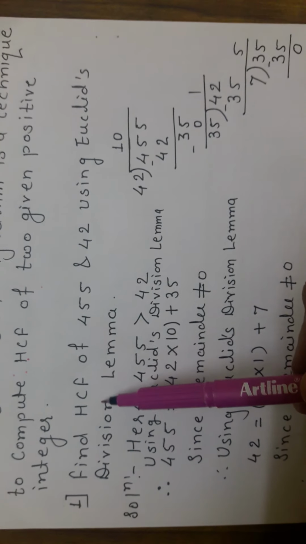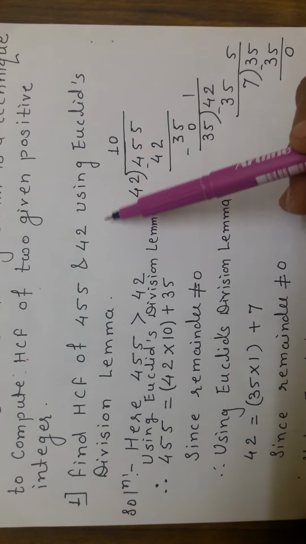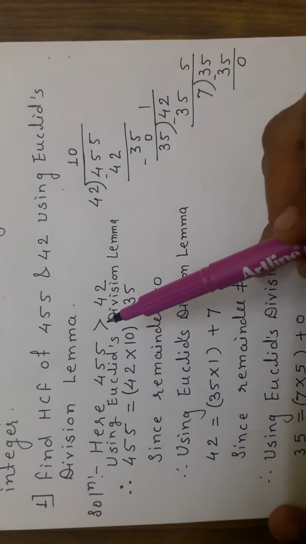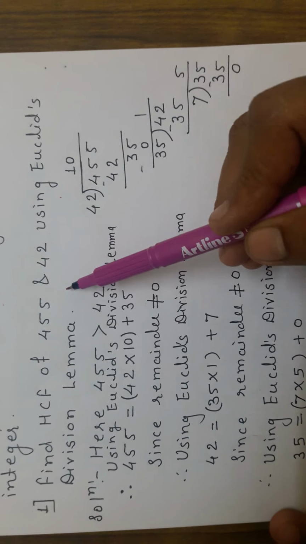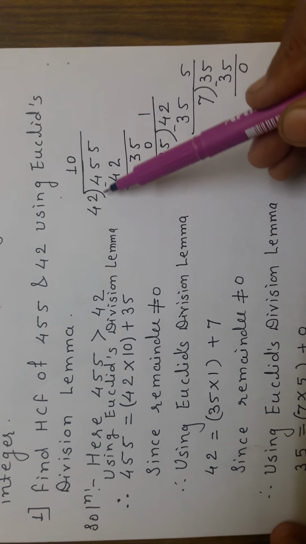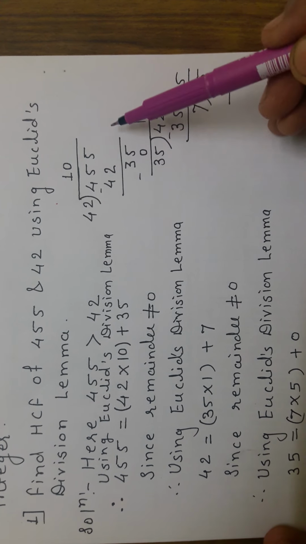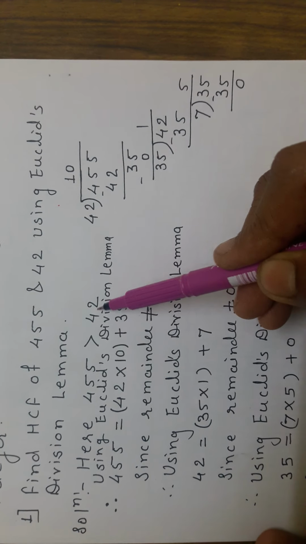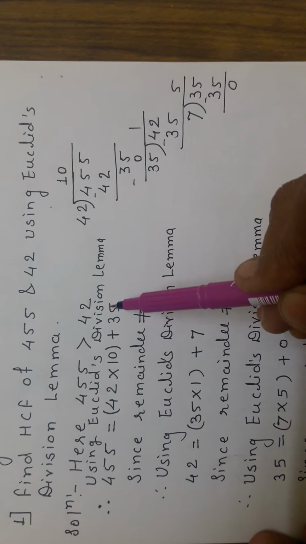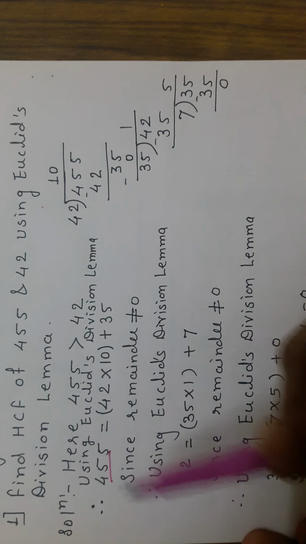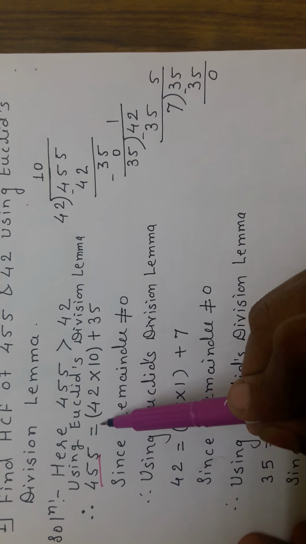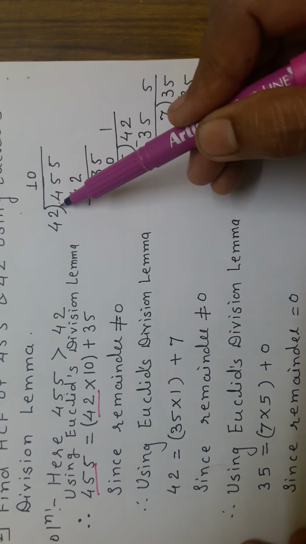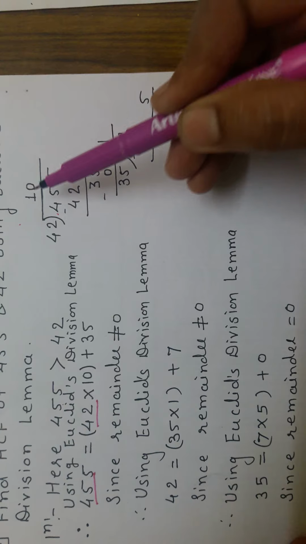First example, find HCF of 455 and 42 using Euclid's division lemma. How to do this? Already in earlier classes we have learned the continuous long division method to find the HCF. Here 455 is greater than 42. Using Euclid's division lemma, 455 we consider as the dividend and 42 as the divisor. Then we divide 455 by 42.